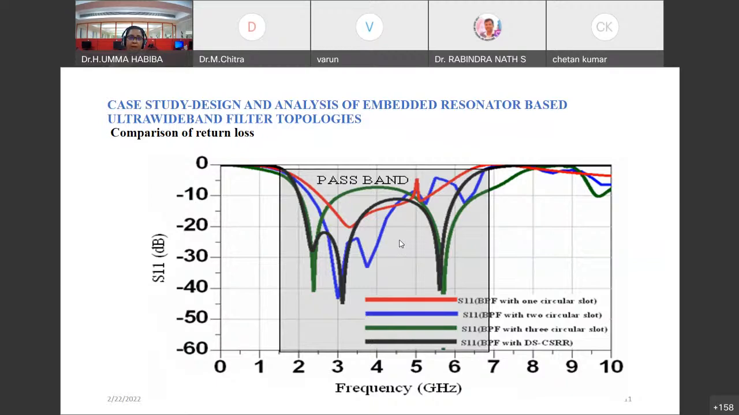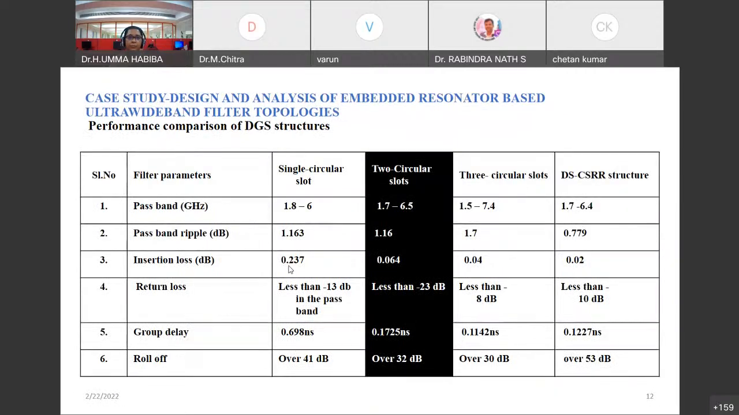Just I have added some technology into the already existing work. Just I have analyzed the performance of each and every filter topology by adding some DGS technology in the problem. So then I compared all the filter parameters, what I have decided already: passband ripple, insertion loss, return loss, group delay, roll off, like that. So when I'm comparing all these four structures, I found for a two circular slot filter, the performances are good compared to all other structures.